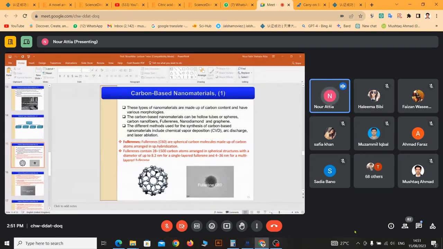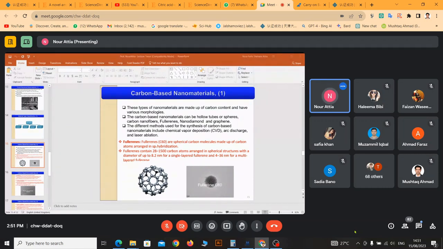So carbon-based nanomaterials, slide number 15. Carbon is a very famous element in the world, and on the earth actually, and there are many carbon allotropes. The carbon-based nanomaterial can be hollow tubes, spheres, carbon nanofiber, fullerene, nanodiamond, graphene, definitely carbon nanotubes, carbon nanoparticles, and quantum dots. These are the main examples of carbon-based nanomaterial.